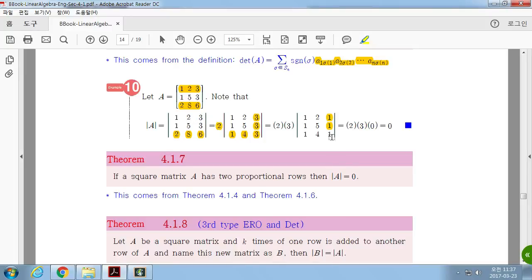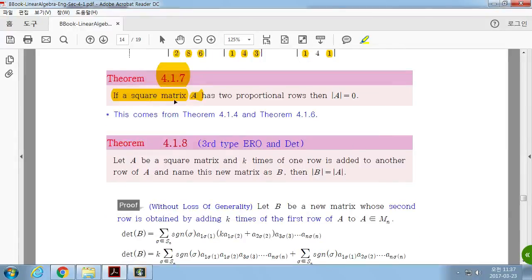Okay? Columns here, and factor out 2 from here and 3 from here, like this. Then what do you have? You have 2 matrices whose columns are the same. So what's the determinant of this? It's 0. So eventually the determinant will be 0, like this. So if you use those properties, then you can find the value of the determinant easily.